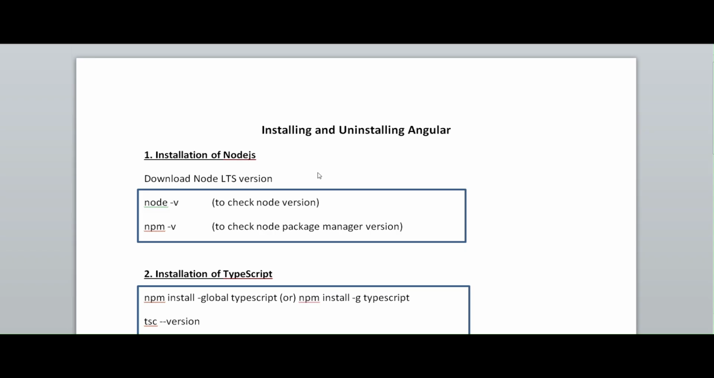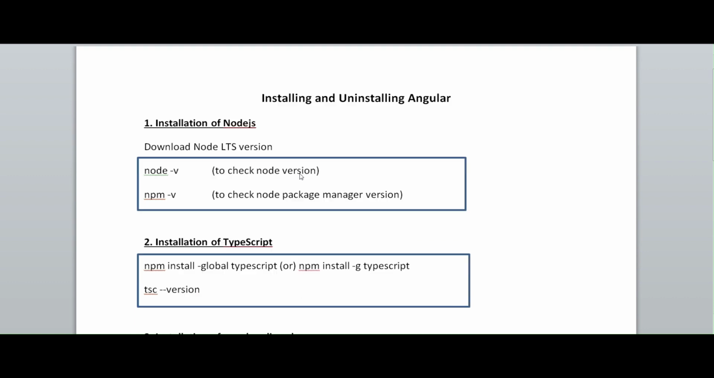Welcome back. So today we'll see how we can install and uninstall Angular. So firstly, we need to install Node.js. So download the Node.js LTS version. So this is the first step we need to do. To download Node.js, we need to go to the website.